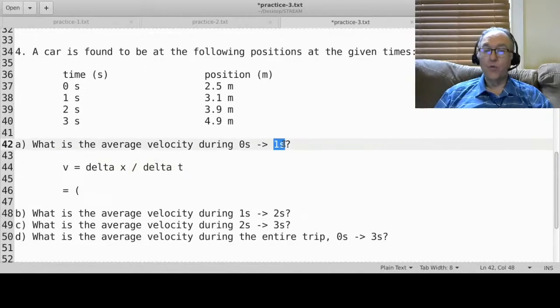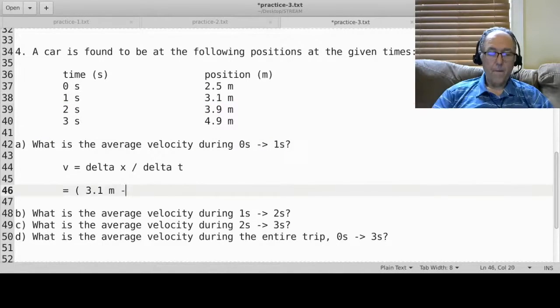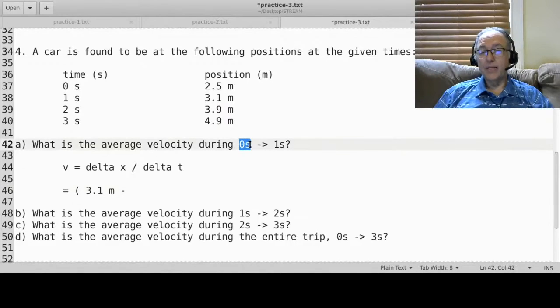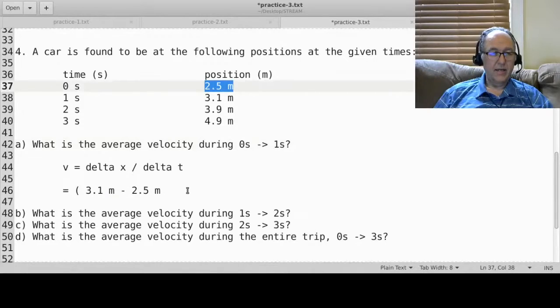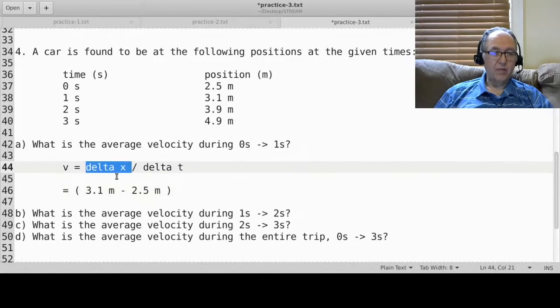So at 1 second, where was this car? Well, at 1 second, the car was at 3.1 meters. Great. So that's our final position minus our initial position. That is, where were we at 0 seconds? At 0 seconds, we were at 2.5 meters, like that. And there we go. So that's our delta x. That's how far we traveled.